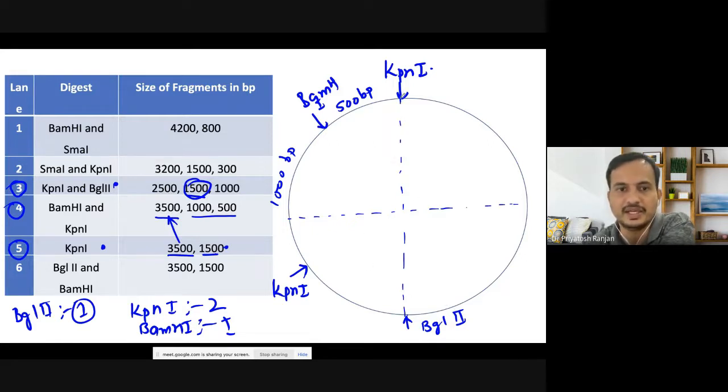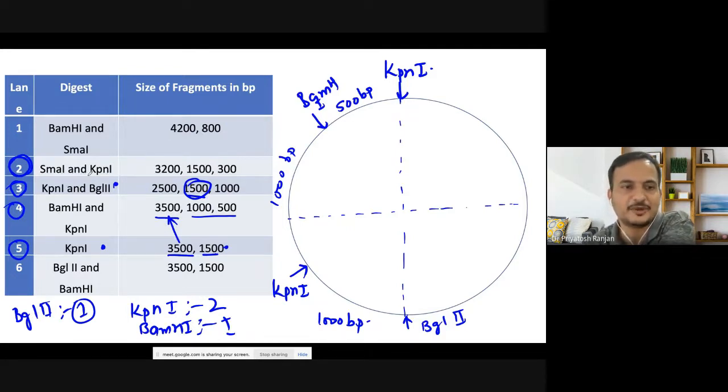So if you compare the KPN1 and BglII double digest, it's going to give me a 2500 band, fine. It's going to give me a 1500 band, fine. And it's going to give me a 1000 base pair band, fine. What else am I left with? I'm done with fifth, fourth, third, and again we'll focus on the enzymes which have KPN1. Let's focus on KPN1 and SmaI.